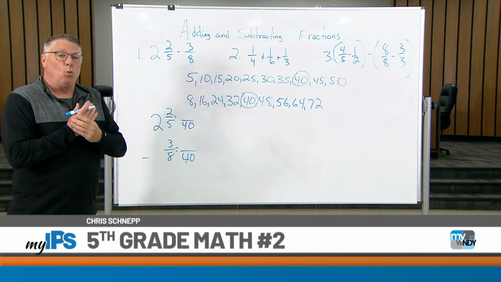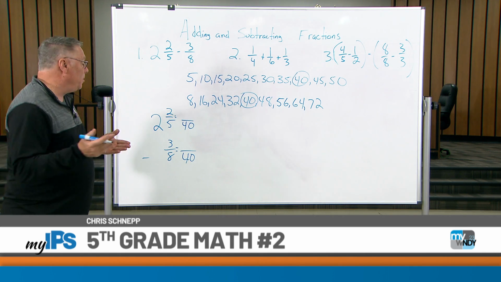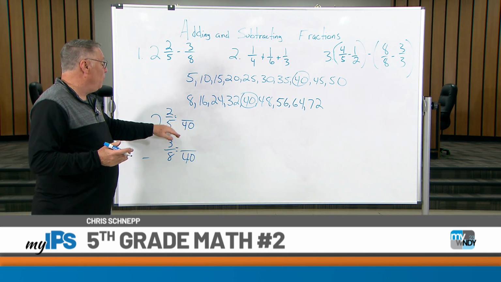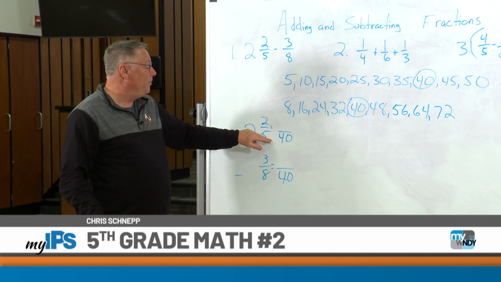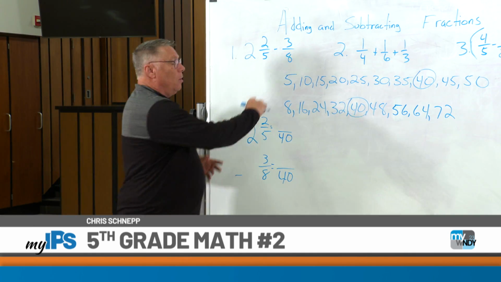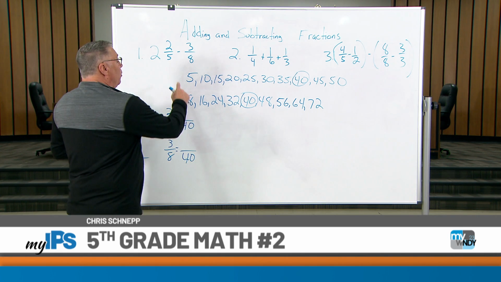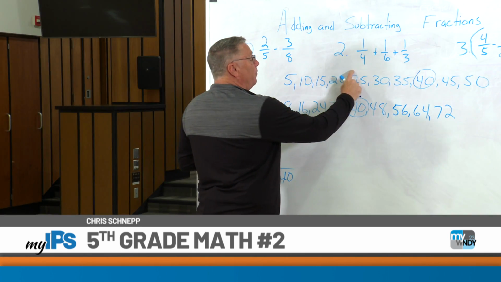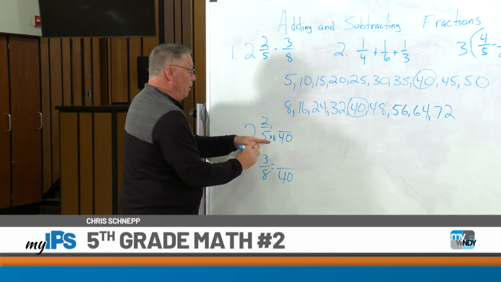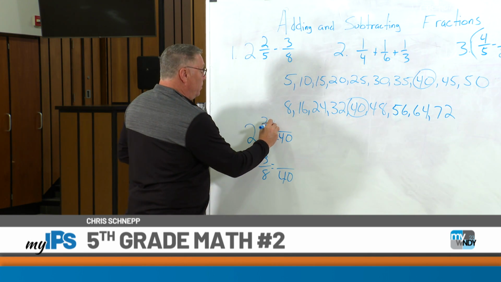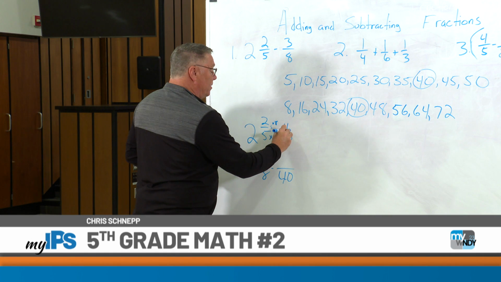One of the things that I know you've probably talked about this year is whatever you multiply the bottom number by, you multiply the top number by. So 5 times something equals 40. If I don't know off the top of my head, I can go through here and count 1, 2, 3, 4, 5, 6, 7, 8. So 5 times 8 equals 40. So 2 times 8 equals 16.